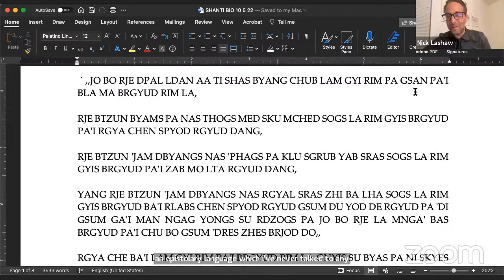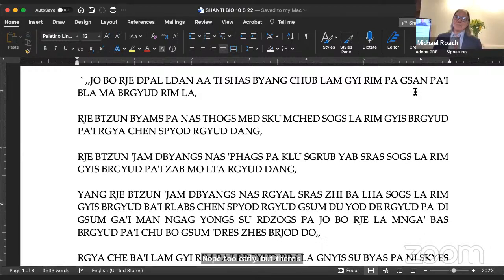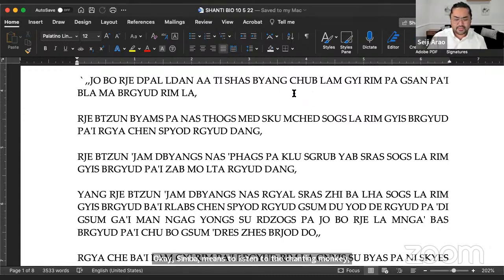Does it occur in Nagarjuna's letter at all? Nope, too early. But there's a separate language for writing letters to high officials and stuff like that, especially if they have to approve your construction permits. Okay, Semba means to listen to the Changchun Lamrim, the path, the Bodhisattva Bhumis, the steps on the path to enlightenment.